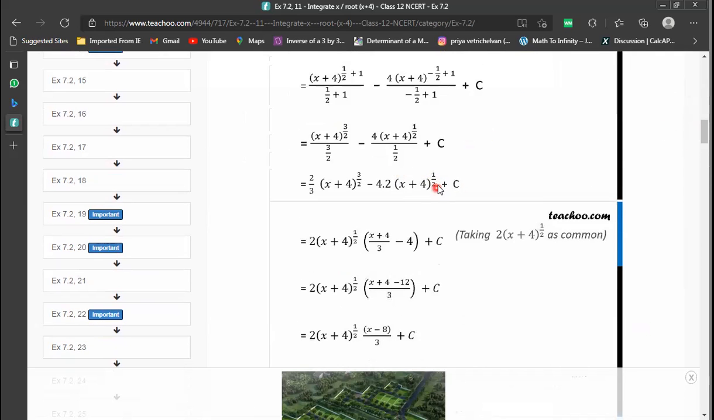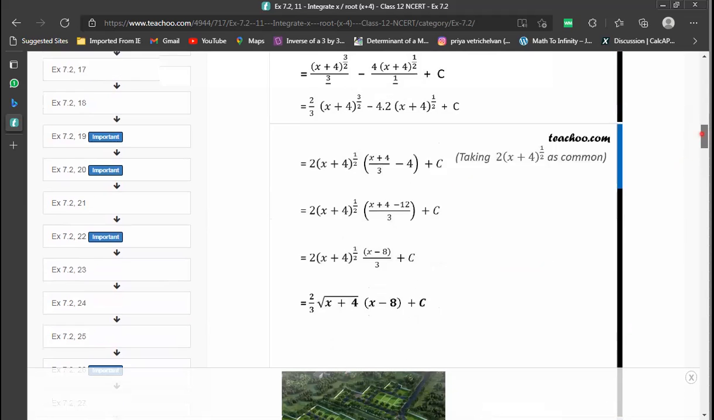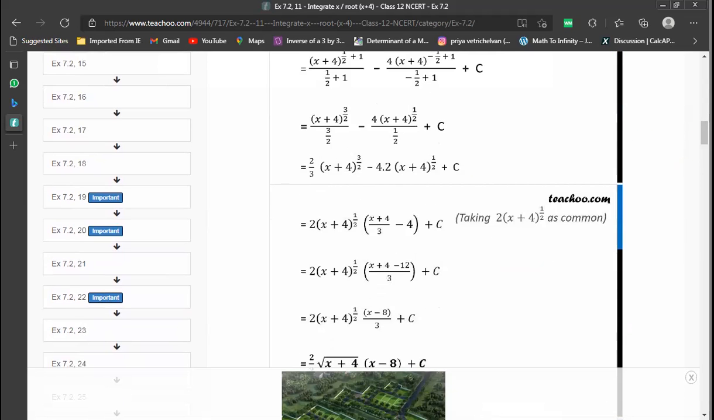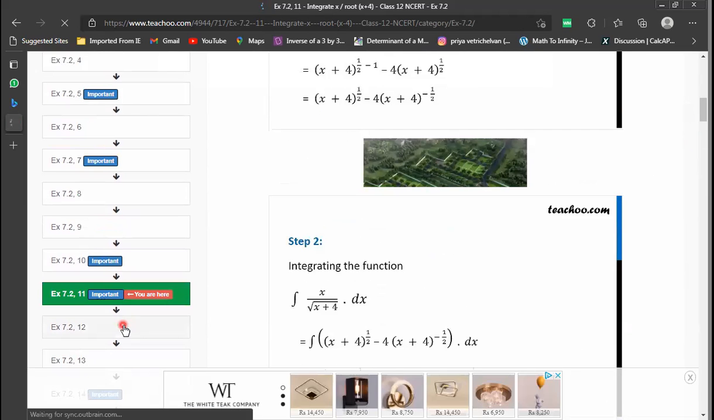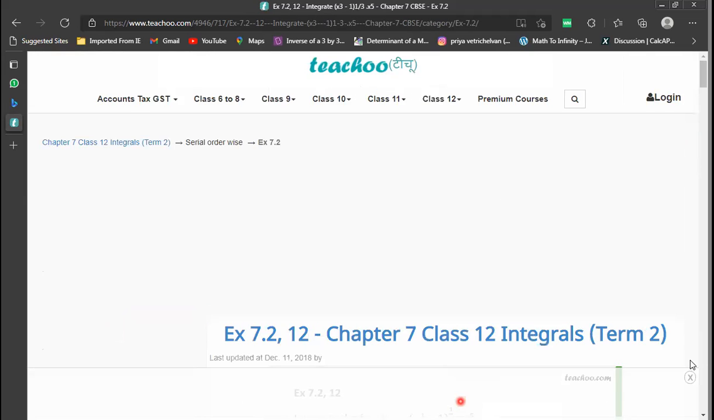This 1 by 2 can be written as square root. They are taking 2 times of x plus 4 power 1 by 2 as common, but you don't have to do it. This is fine. It is not compulsory.